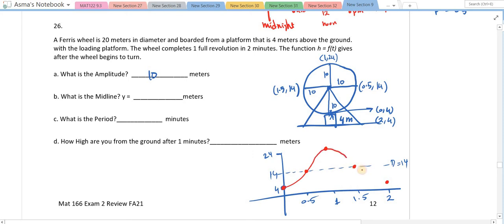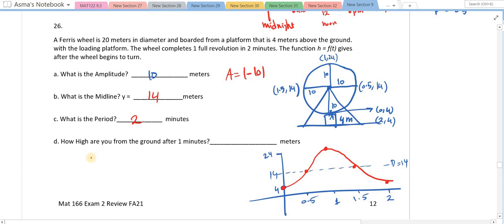If you graph it, it's going to look like this. Right away, you can see this is a cosine function. The midline is 14, and the period is 2 minutes, as you can see here. So if I wanted to write an equation for this function, I know that the amplitude is 10. And I know this is a cosine function flipped upside down, so the amplitude is actually going to be negative 10, the absolute value of negative 10.